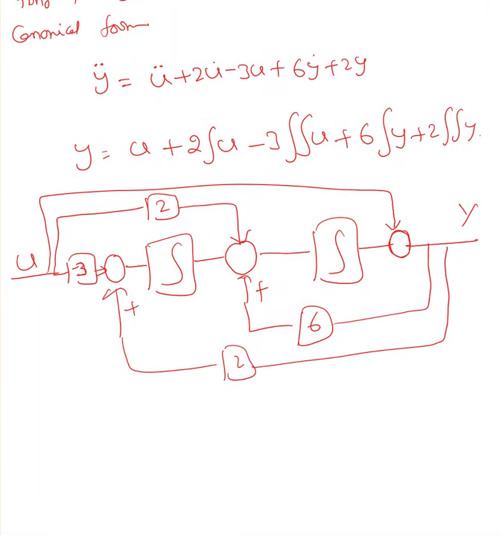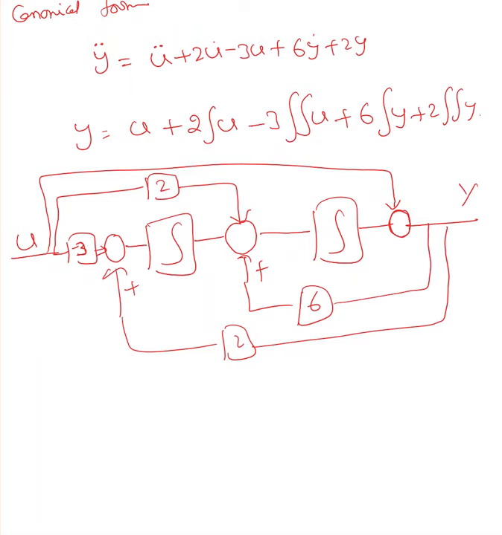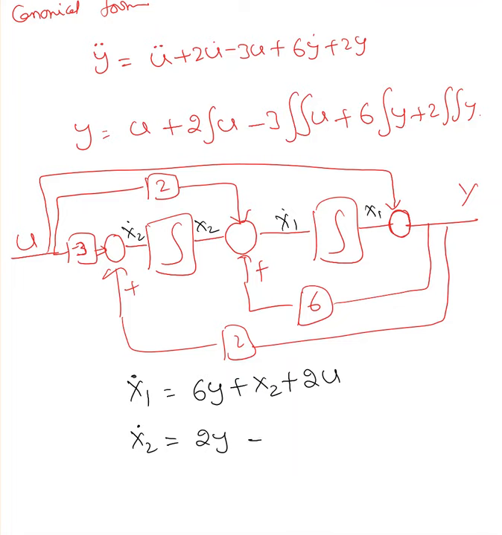Okay, now here is x1 dot, x2 dot. So what is x1 dot? x1 dot equal to 6y plus x2 plus 2u. I shouldn't have y in the x1 dot, so I have to replace that. I will do that in a second. And x2 dot equal to 2y minus 3u.